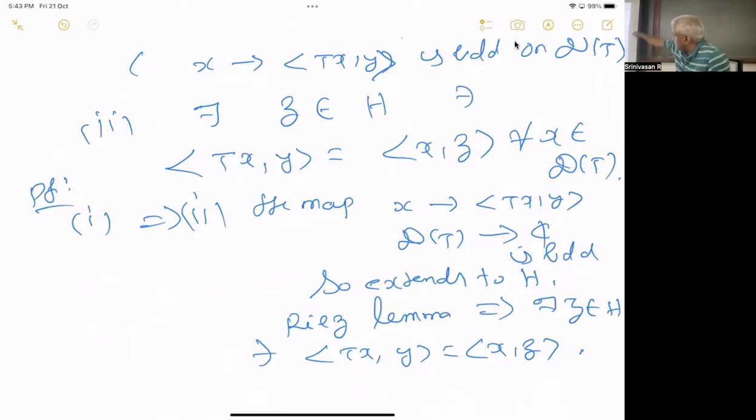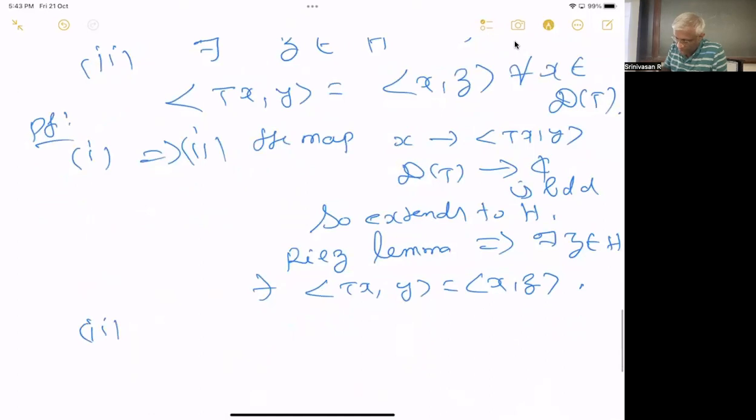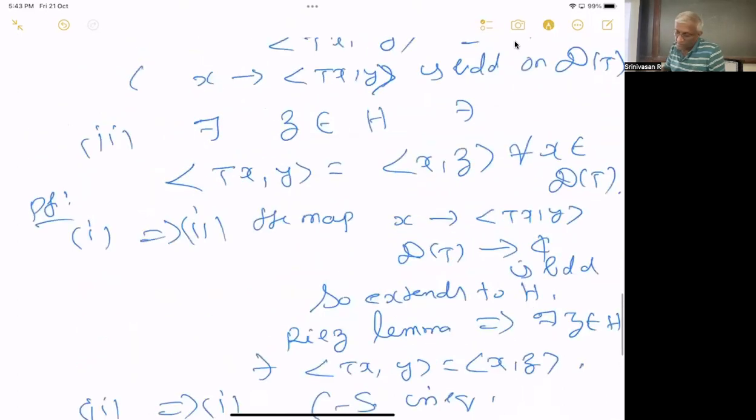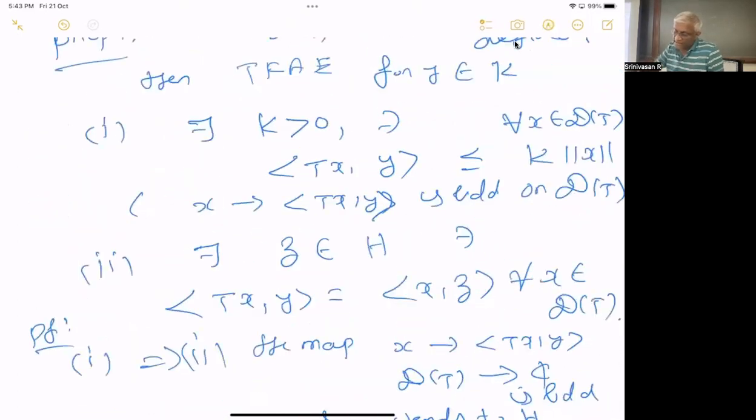On the other hand, suppose there exists something like this. You want a K, and this is just Cauchy-Schwarz. <Tx, y> equals <x, z>, which is certainly less than or equal to the norm of x times the norm of z. You take K equal to the norm of z. That's all. 2 implies 1 is just Cauchy-Schwarz, is clear.